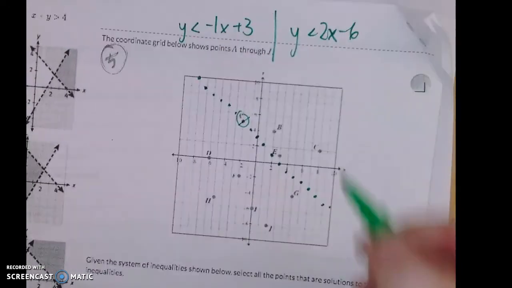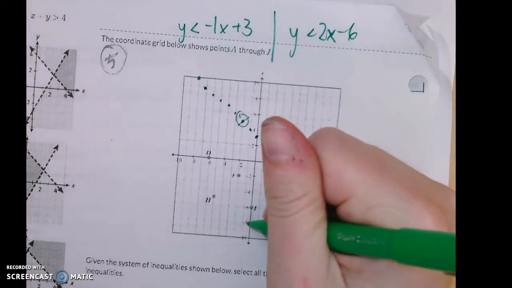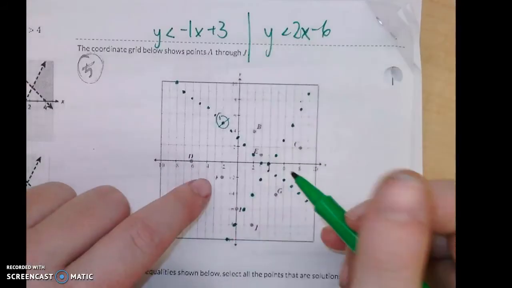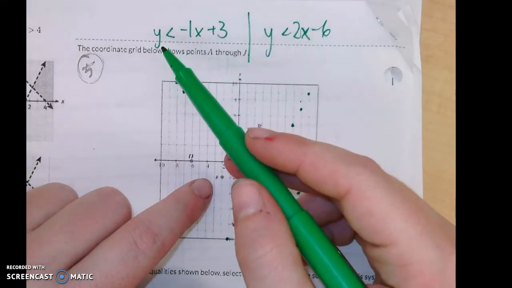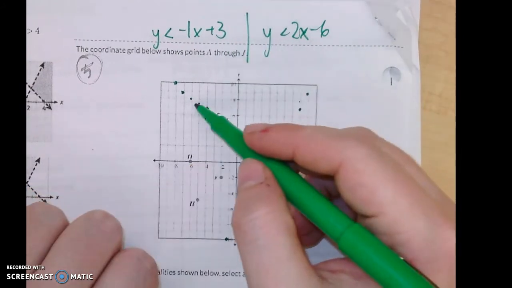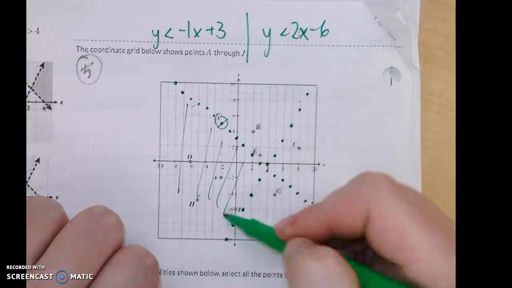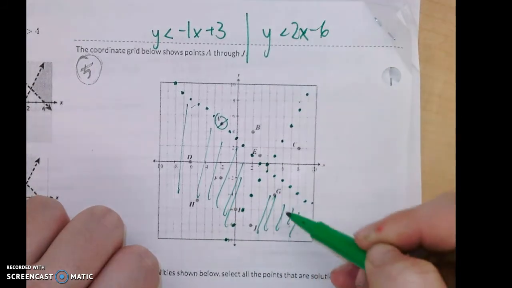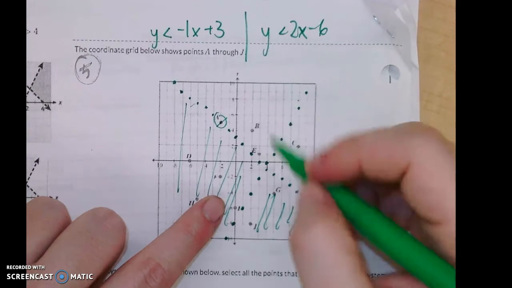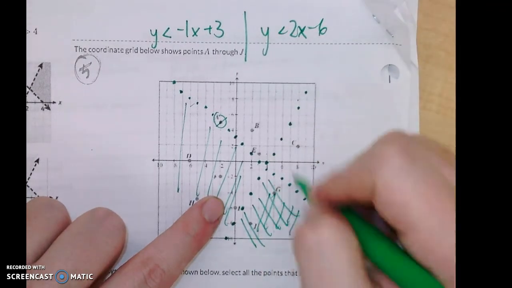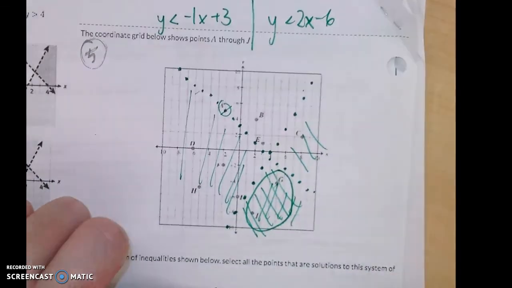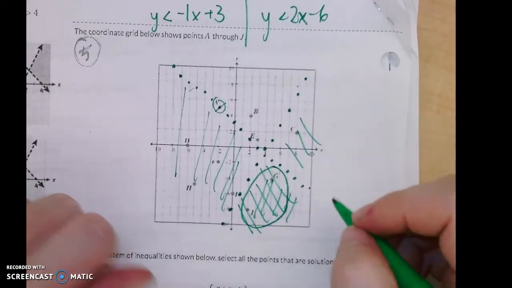Now I need to graph the other line. I'm going to start at negative 6 and go up 2 over 1 and continue that. So this line that has y is less than is at the positive 3 intercept, so I'm going to shade less here. And this line that goes to the negative 6 is also a less, so I'm going to shade less here. And here's where the solution set is, and that's J and G is your answer.